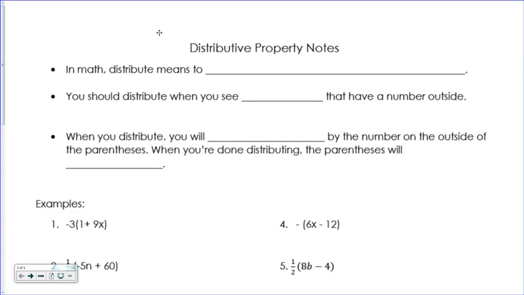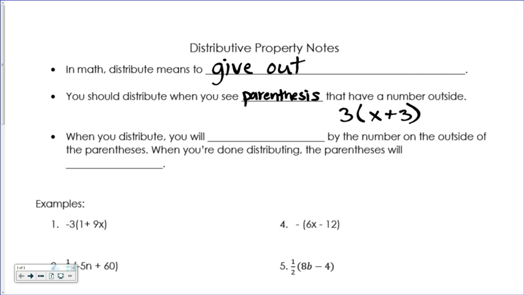Distributive property notes. So first of all, we need to decide what distributive property means. In math, distribute means to give out. You should distribute when you see parentheses that have a number outside. For example, if you see a number right next to parentheses that has anything inside of it, you're going to distribute, or give out that number to everything on the inside.